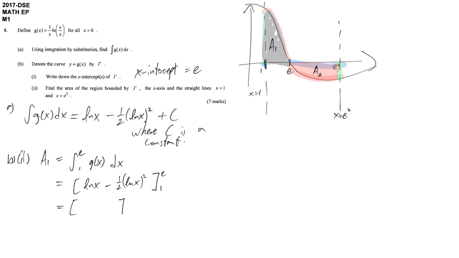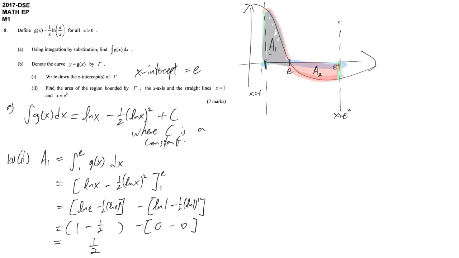So two cases: the e case minus the 1 case. Natural log e minus 1 over 2 natural log e whole thing squared, so the first bracket is 1 minus 1 over 2. The second case is the 1 case, natural log 1 minus 1 over 2 natural log 1 squared, so we have 0. That gives 1 over 2. So the area of this part is 1 over 2. And the value that we found is positive, which means our assumption that it is above the ground is correct this time. So we don't need to modify it.